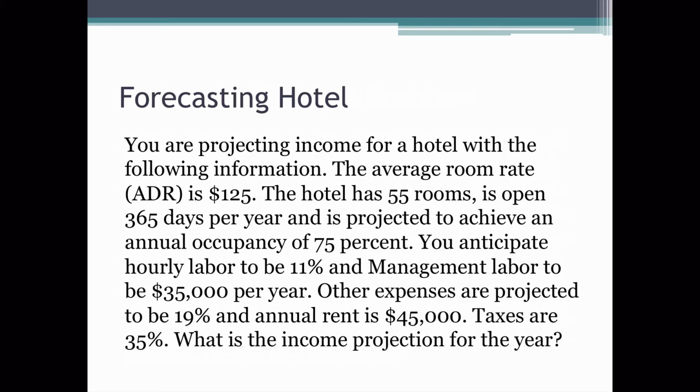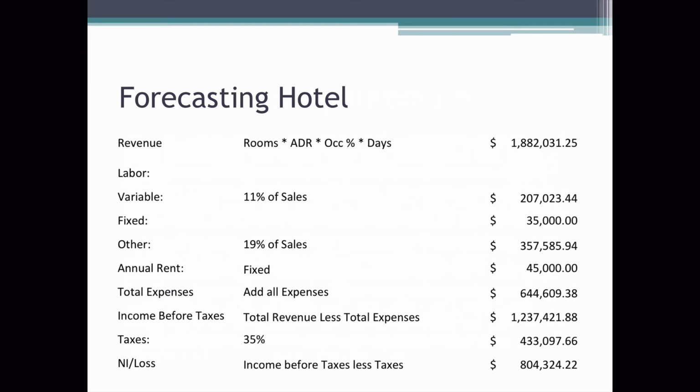And then our hourly labor is 11%. Our management labor is $35,000 a year. I hope that you're not the manager only making $35,000 a year. Our other expenses are projected to be 19%, and our rent is $45,000. Finally, taxes are 35%. So we take this information and we plug it in, and we take our 55 times our ADR times our occupancy percentage times our days, and we get $1.8 million in change.